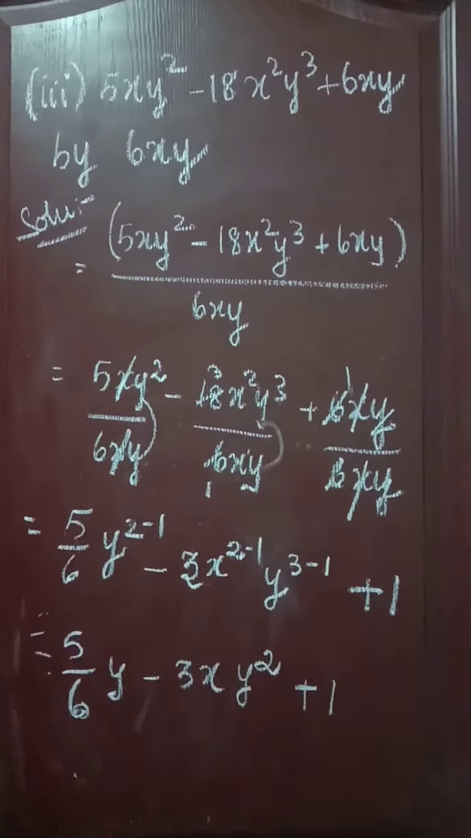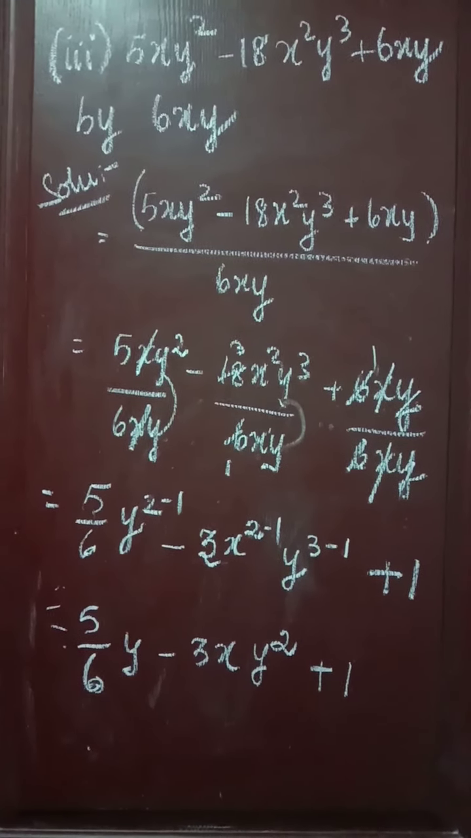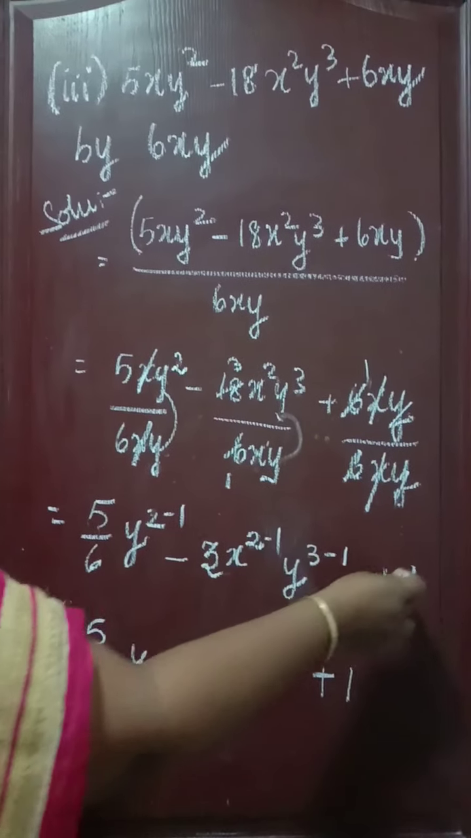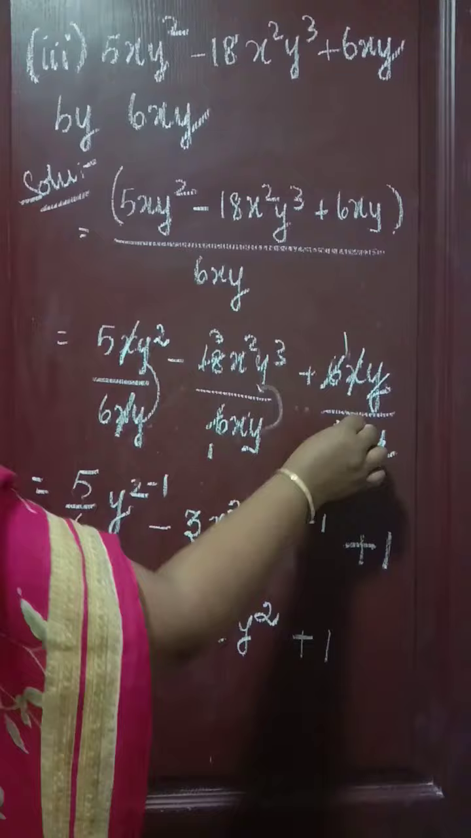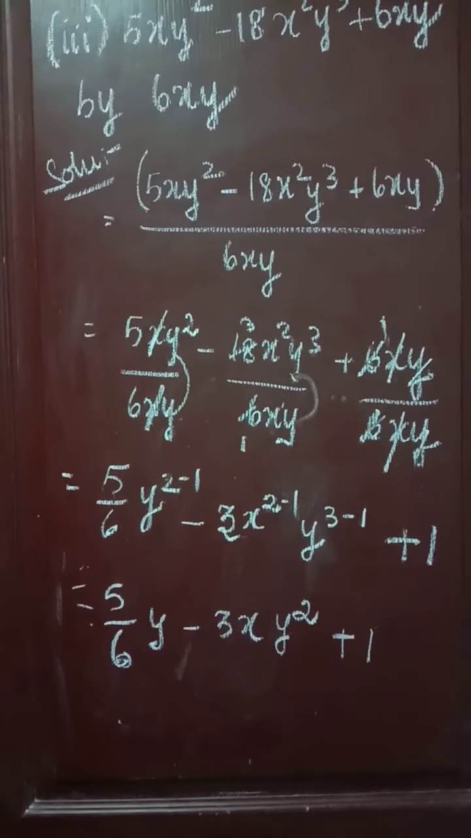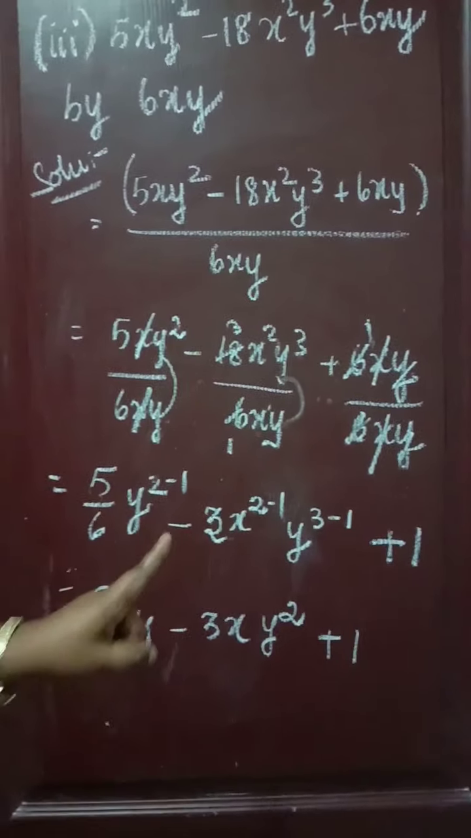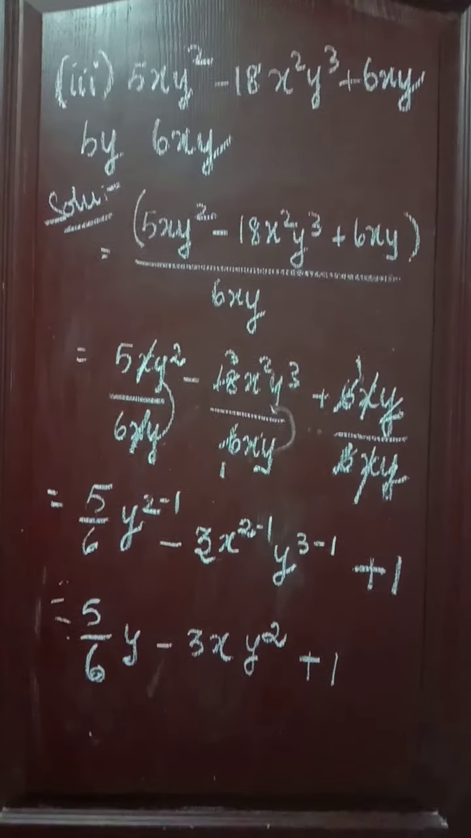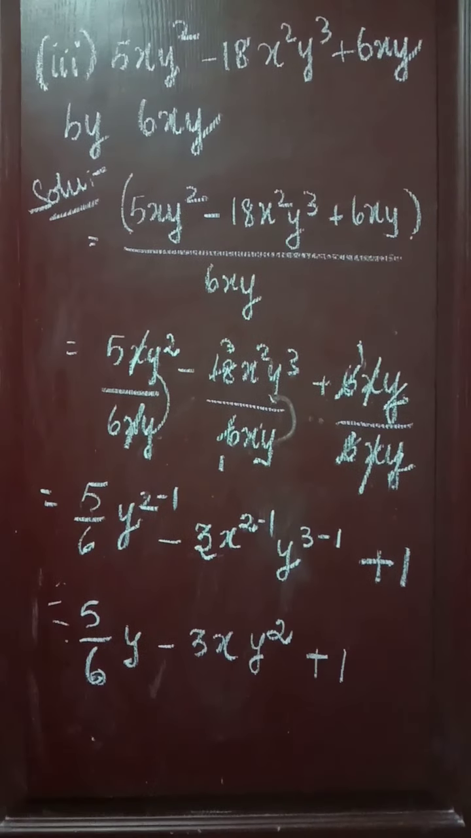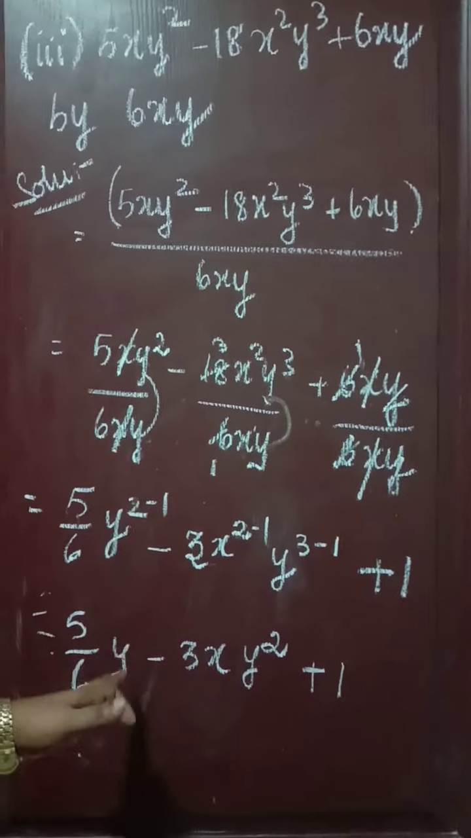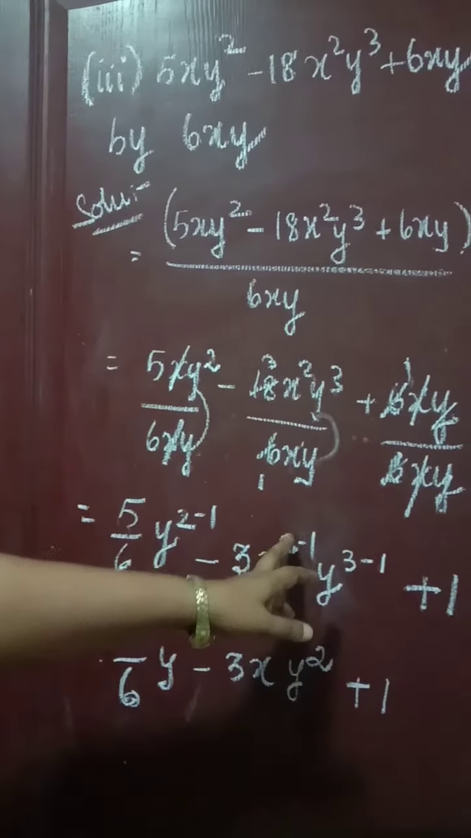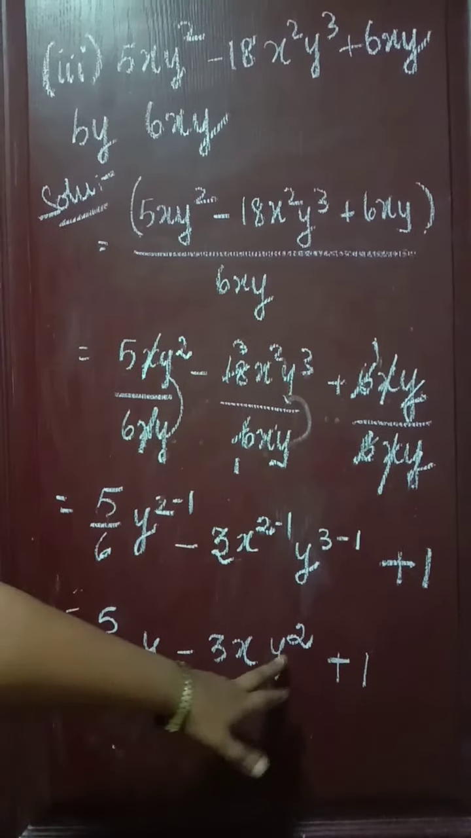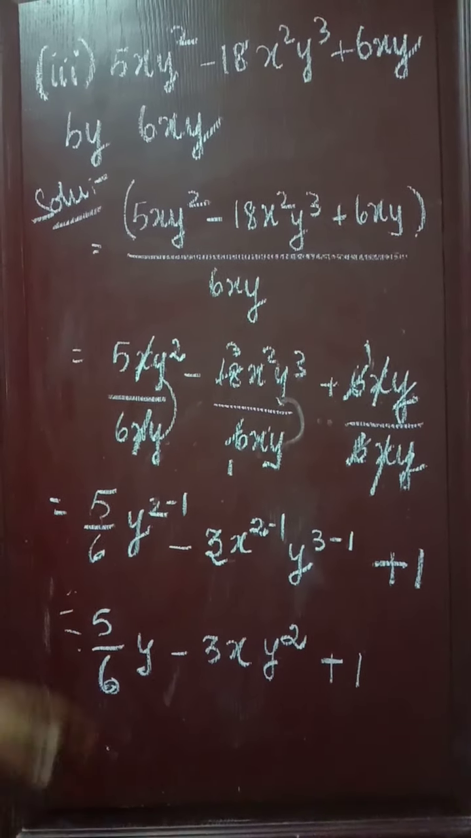So come to the last term. All the terms are cancelled. So 6 and 6 cancel, x and x cancel, y and y cancel. So all the terms cancel, so here you have to write 1. Because 6 ones are 6. So next one, 2 minus 1 is 1. So here we write y power 1 or y. These two answers are the same. Y is equal to y power 1. So when y power 1 comes you have to write y. So next one, 2 minus 1 is 1. So I write x. So 3 minus 1 is 2. So y squared. So last term plus 1. This is the answer of the sum.